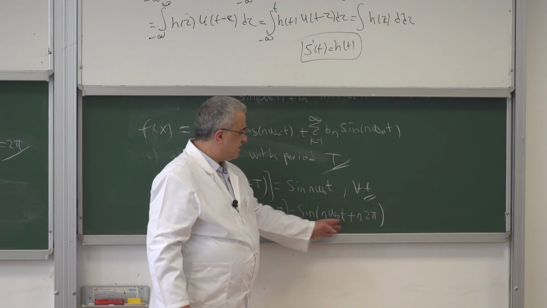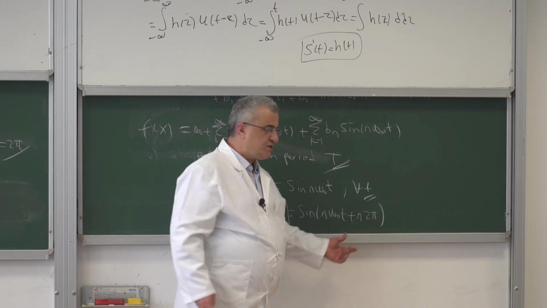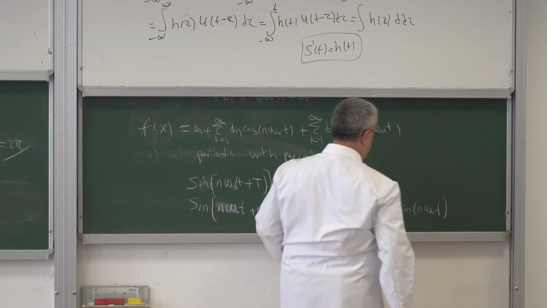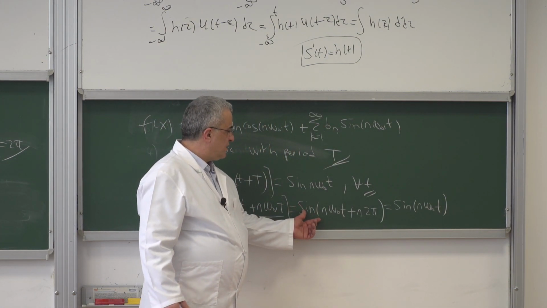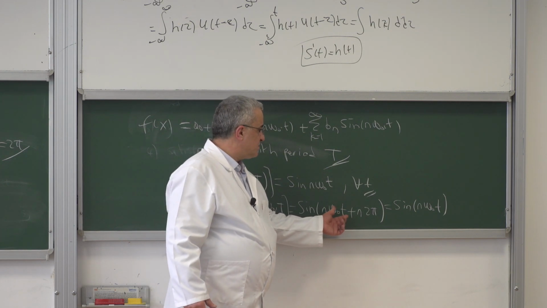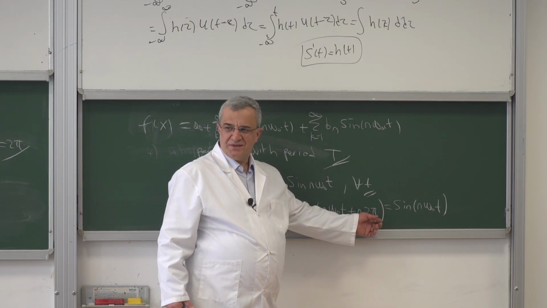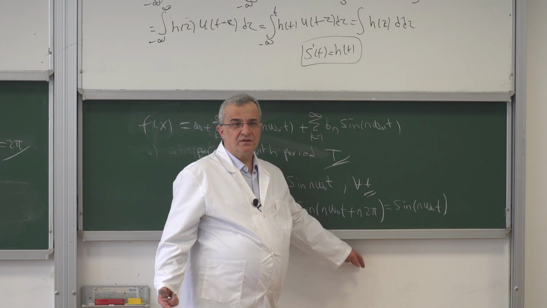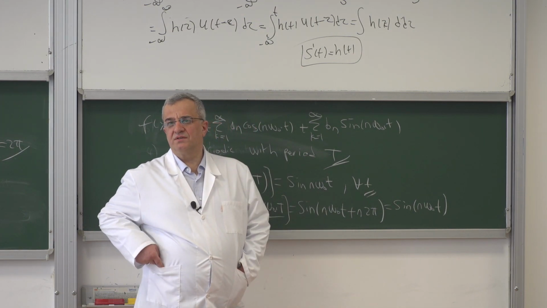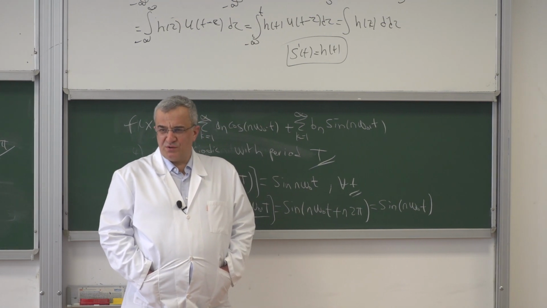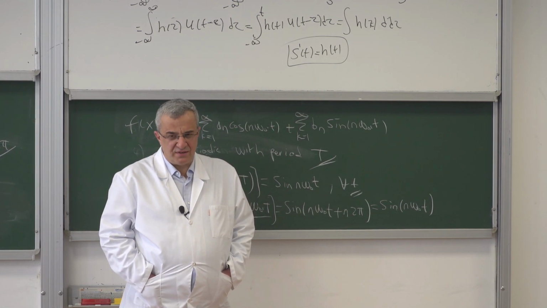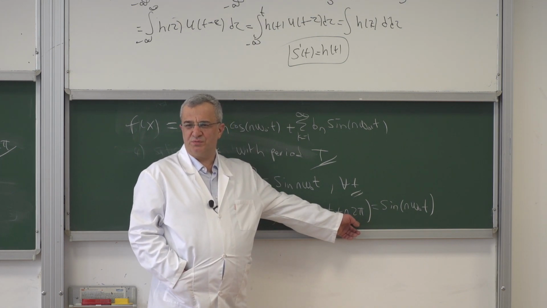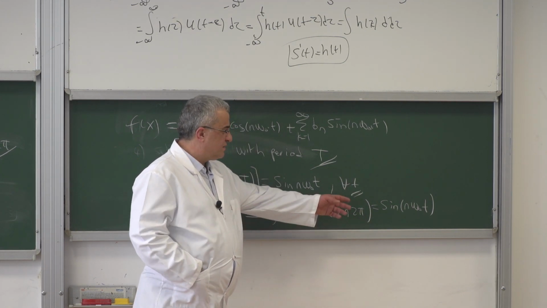So what did we say? When you add n 2 pi to this, it is always equal to the same thing. How else can you see that? Sine of this times cosine of that. What is cosine of n 2 pi? Cosine of 2 pi is what? 1. Cosine of 2n pi, 1 again, right? And the other one would be cosine of n omega 0 t and sine of n 2 pi. What is sine of n 2 pi? 0. Okay?